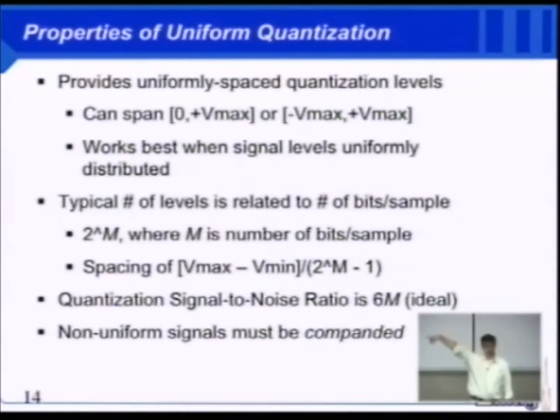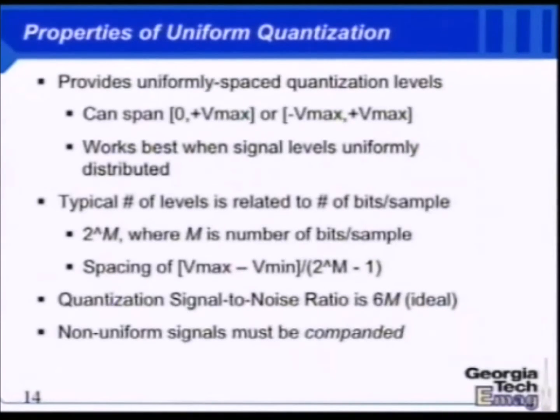So the signal-to-noise ratio of that 1-bit quantized signal is actually probably much lower than 6. But if I have m bits, then I can have 6m in dB signal-to-noise ratio in the ideal case. If my signal is non-uniform, I can still use a uniform quantizer because they're so easy to build and they're the most generic way to quantize something. But I must compand the signal at that point.